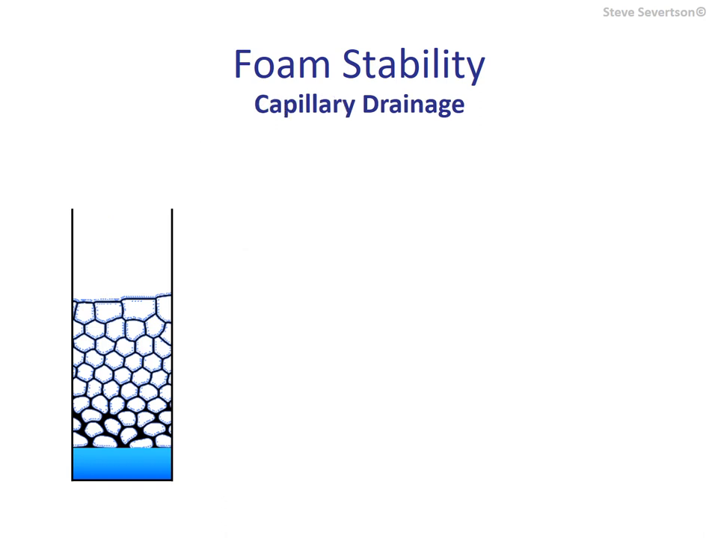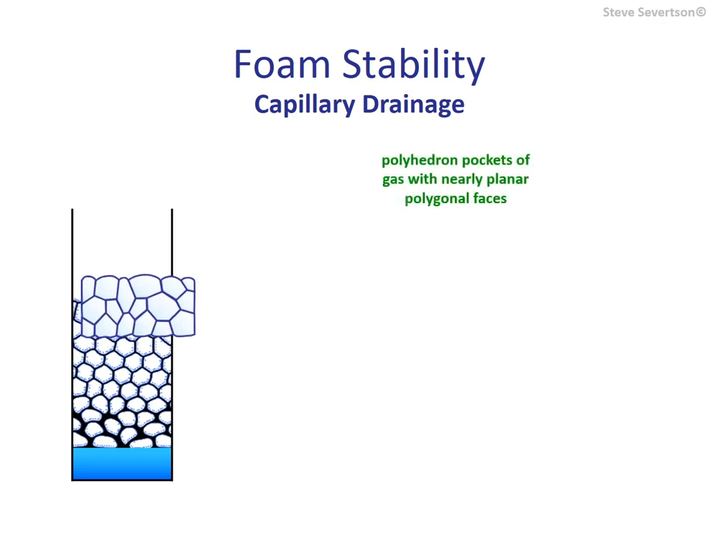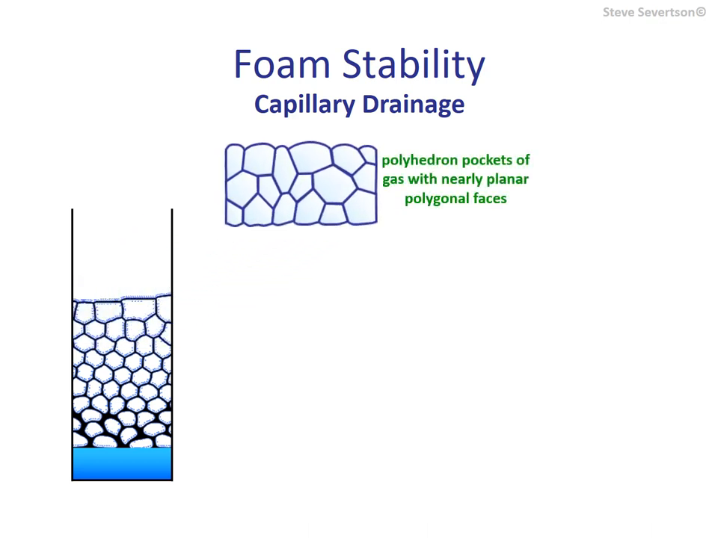evolution. Compared to a polydispersed collection of bubbles, dry liquid foams tend to have a much more ordered and interesting structure. In such foams, bubbles are no longer spherical. The loss of liquid results in the rearrangement and compressing of bubbles to minimize film surface area, forming polyhedral pockets of gas with nearly planar polygonal faces. These bubbles meet at joints or nodes at close to tetrahedral angles.